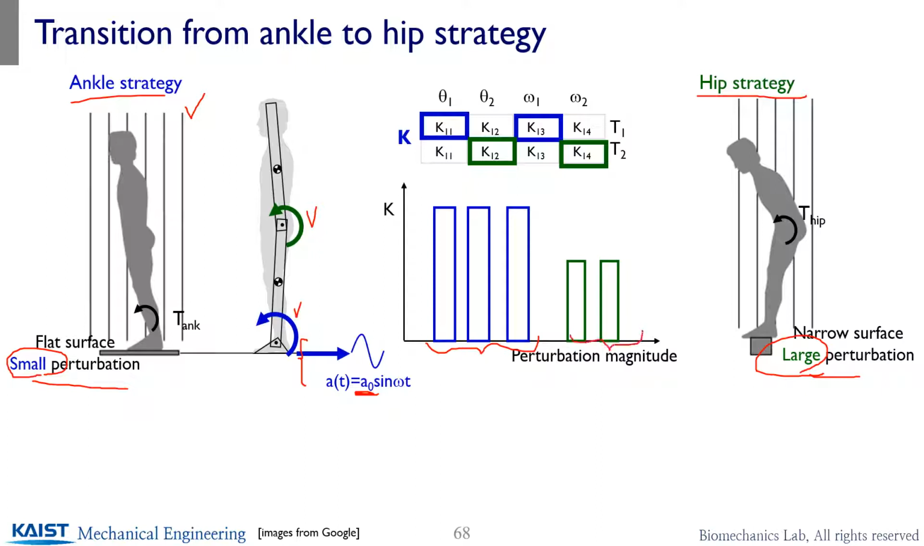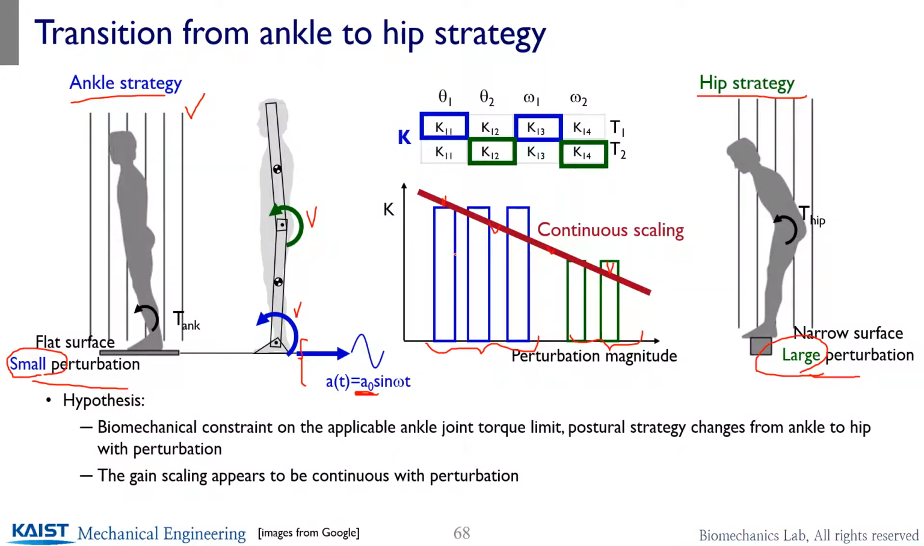And for larger perturbation, maybe there is a discrete switch from the ankle to the hip. If those transitions occur in a continuous manner, like for the small perturbation, it is ankle dominant, for very large, hip dominant, but in between there might be some combination of ankle and hip strategy, then the feedback gain may look like more continuous changes. That's the hypothesis.